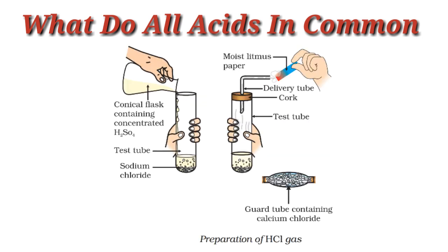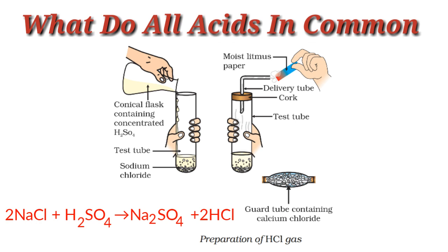For that, we have to take 1 gram of solid sodium chloride in a clean and dry test tube and set up the apparatus as shown in the figure. Add some concentrated sulfuric acid to the test tube. Now you can see that there is a gas coming out of the delivery tube. The gas is hydrogen chloride gas. How is it formed? By the reaction between sodium chloride and sulfuric acid. That is 2NaCl plus H2SO4 giving Na2SO4 plus 2HCl.